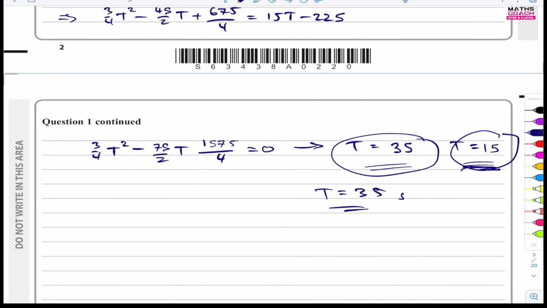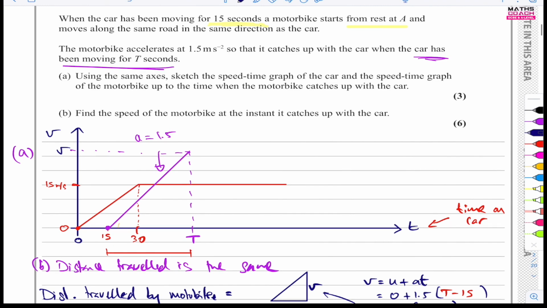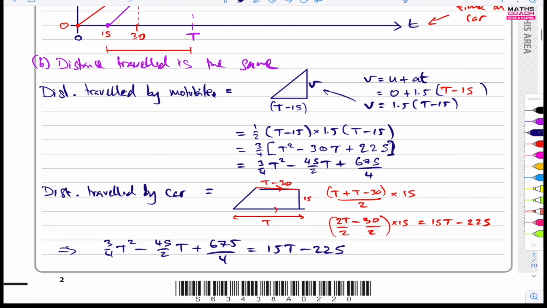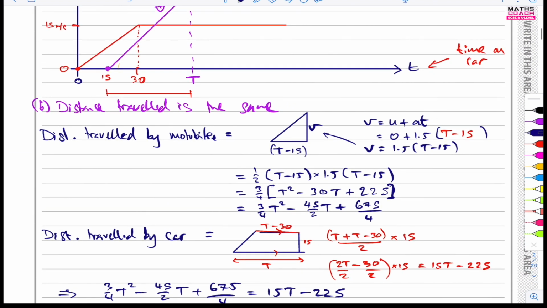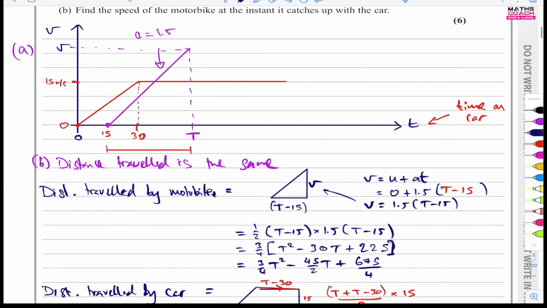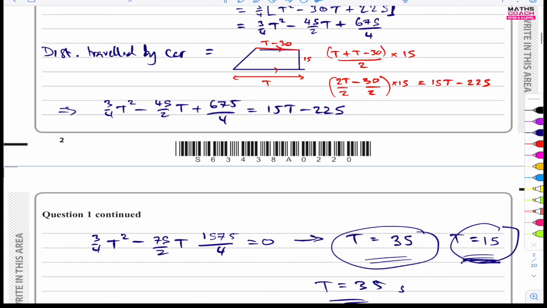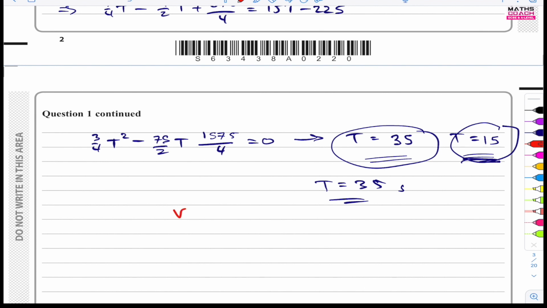35 seconds. Right, find the speed of the motorbike at the instant when it catches up with the car. So now that we have the t value, the speed of the motorbike, if you go back up to this bit here, so v equals u plus at. It's just acceleration, 1.5, times the t value that we have. So speed of the bike is v equals u plus at. It starts at rest, so 0 plus acceleration 1.5 times the time. We should get 52.5 meters per second.